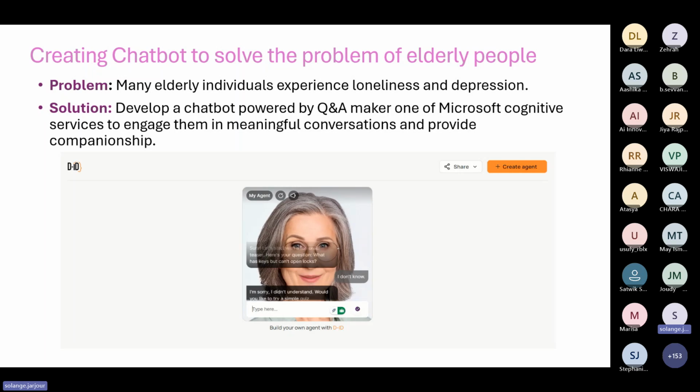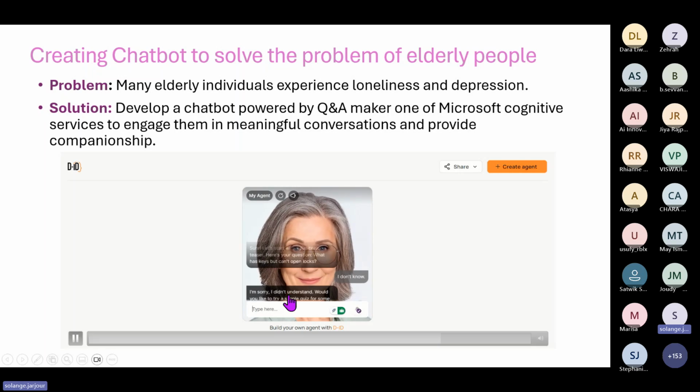Okay, look at this. I said, I don't know. And she replied, I'm sorry, I didn't understand. Maybe this answer is missing in my knowledge base. So maybe I have to add a question that if somebody said, I don't know, you have to repeat, for example, or to provide explanation and so on.